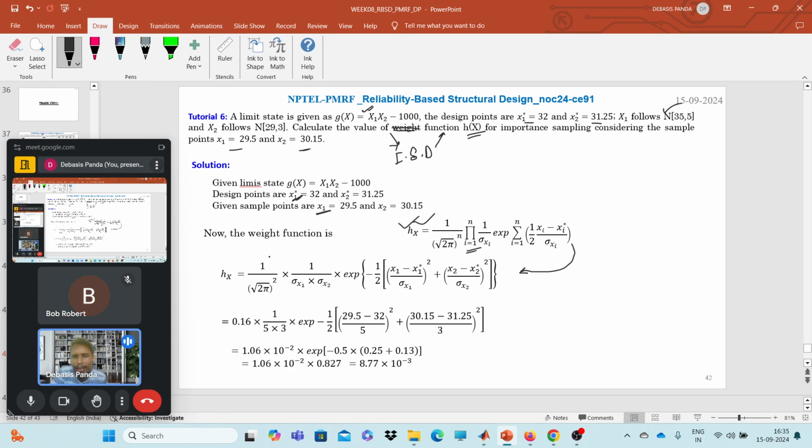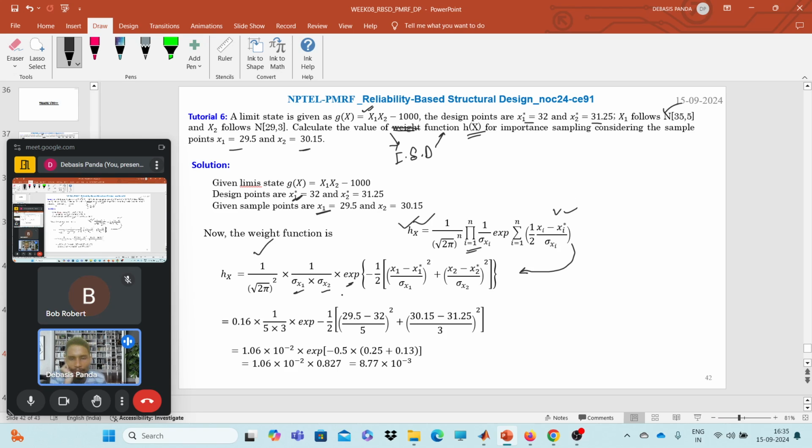So here we have two random variables, 1 by root pi, sigma 1 and sigma 2. Now exp minus half (x1 minus x1 star) square plus, because here also we need to perform the summation since it's a multi-normal random variable. So you need to assemble all the random variables you have in your hand.